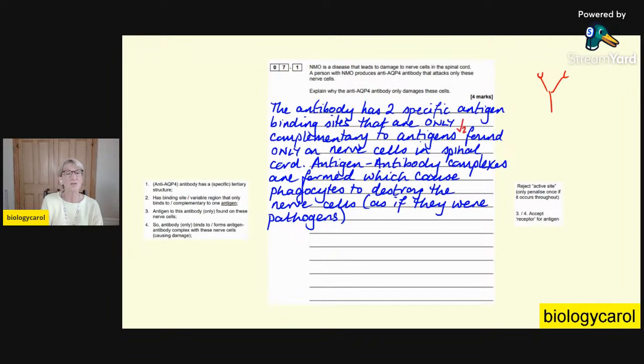So here are the marks. I got mark 0.2, it's only complementary to antigens found only on the nerve cells, so I specified the only. Mark 0.3, antigen antibody complexes are formed which cause the damage. So I got the 3 marks there. I'm kicking myself because I didn't include the specific tertiary structure of the antibody protein, which of course brings about that specific shape to the antigen binding sites. So that to me is that I missed a basic bit of knowledge that I should have put in. To me, it was an AO1 problem. Terminology.